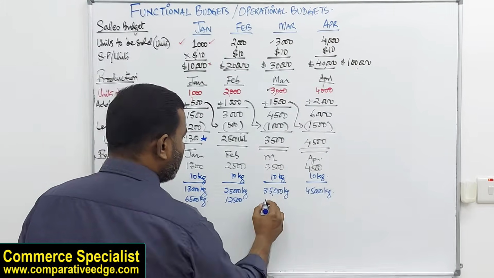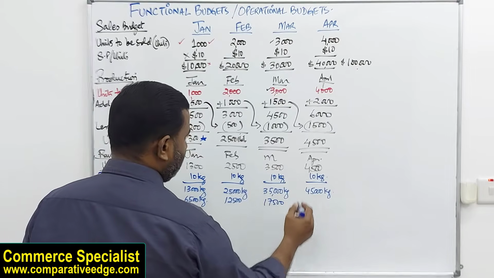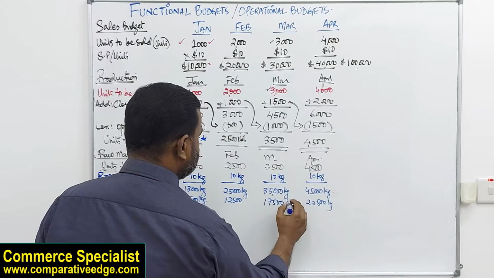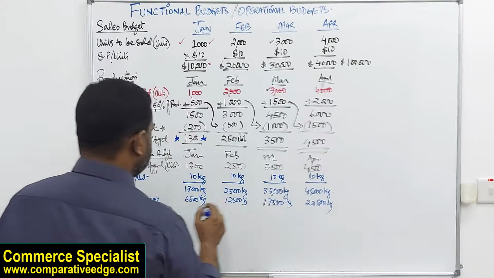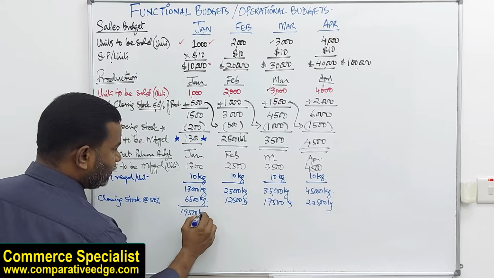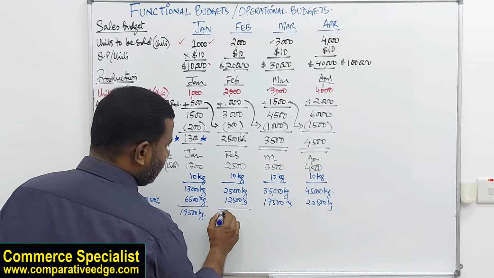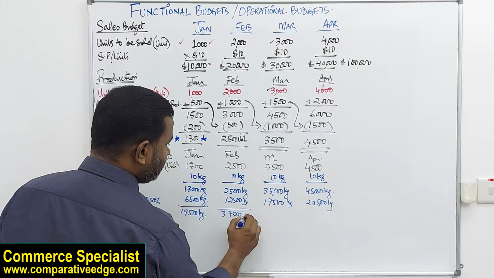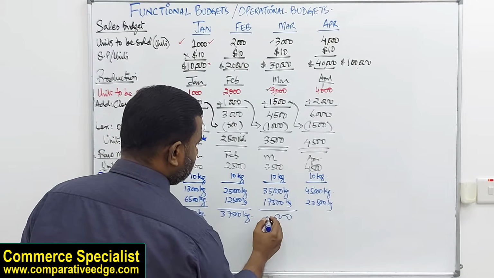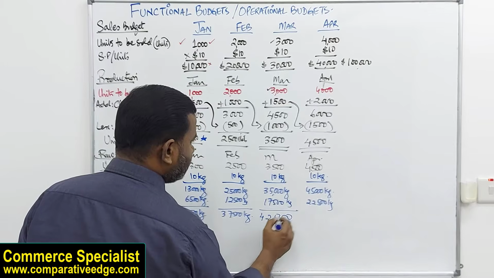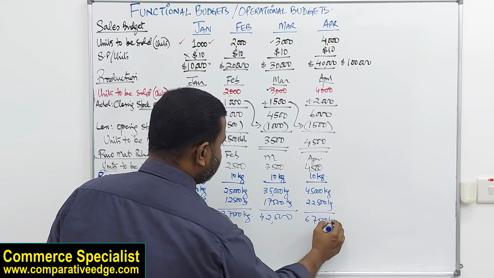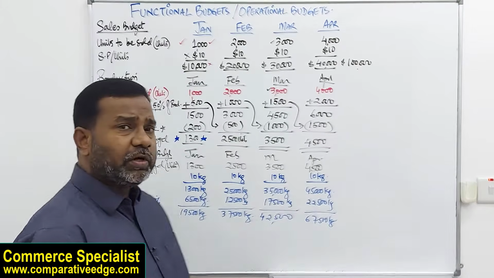This will be 17,500 kilograms. This will be 22,500 kilograms. So when you add, this will be 19,500 kilograms. This will be 37,500 kilograms. This will be 42,500. This will be 67,500 kilograms. This means this many kilograms are to be purchased.